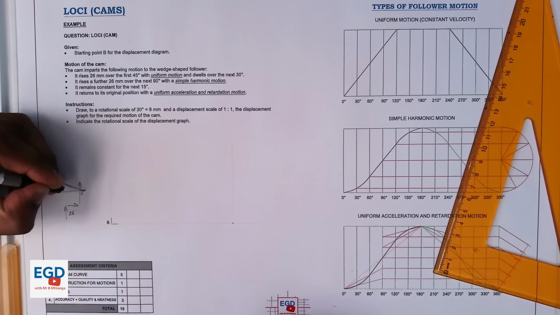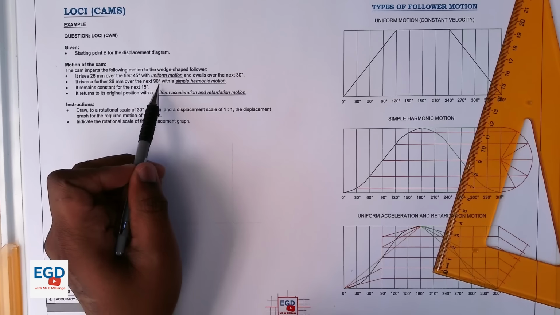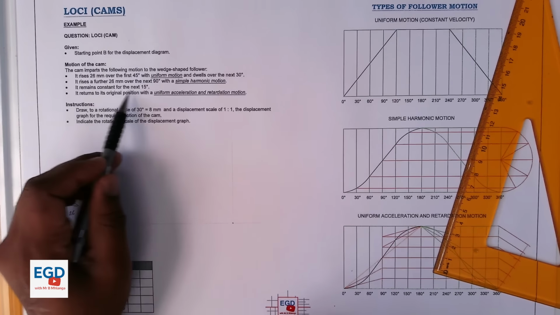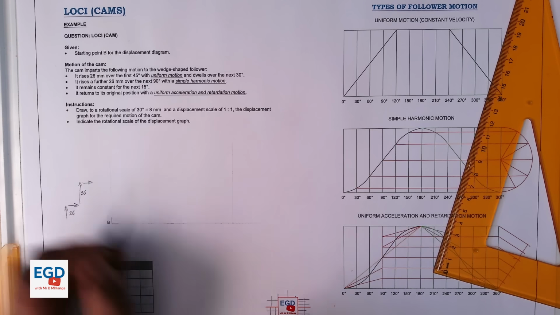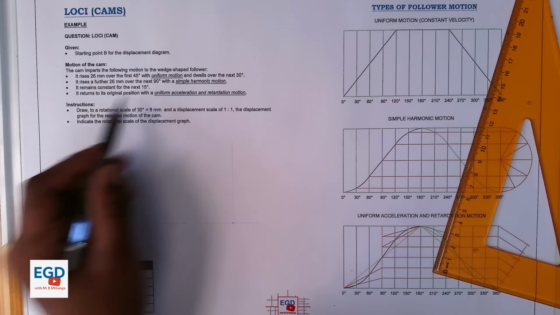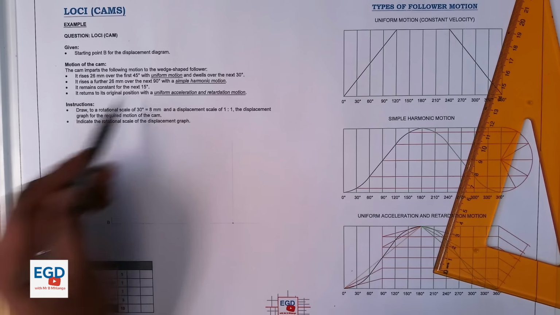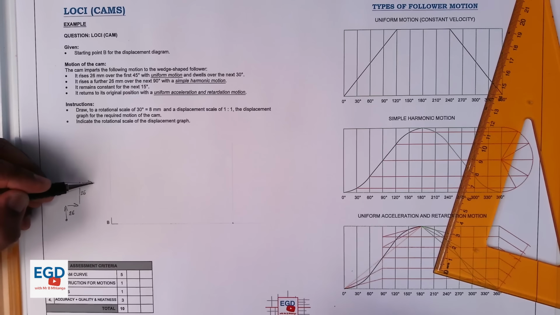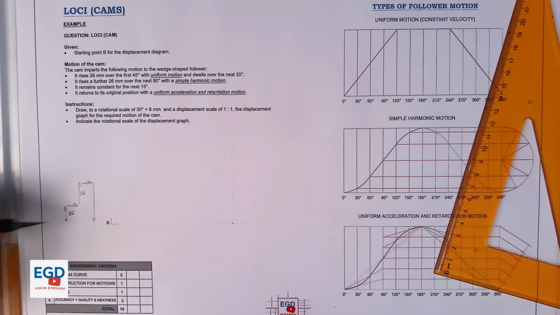I'll just write that down. Over the next 90 degrees with a simple harmonic motion. It remains constant for the next 15, so here it will dwell for 15 degrees. And then the last point, it says it returns to its original position. Remember, the original position is this one, so from here it will go back to the original position.